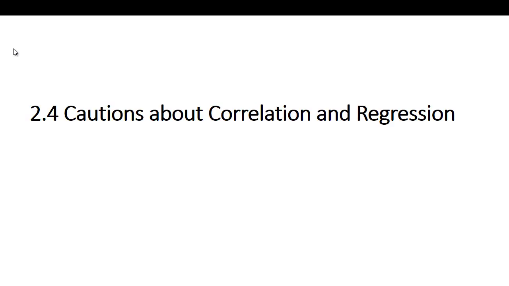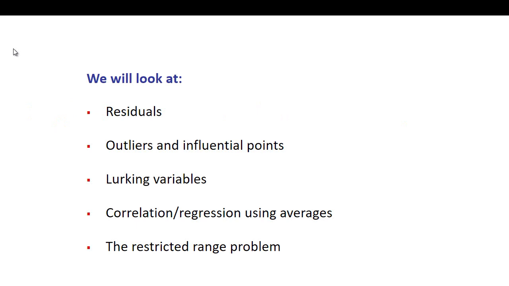Hello everybody. In this video we will be looking at a few cautions about correlation and regression. We will look at residuals and how they help us, and outliers and influential points, lurking variables, correlation, regression using averages, and the restricted range problem.